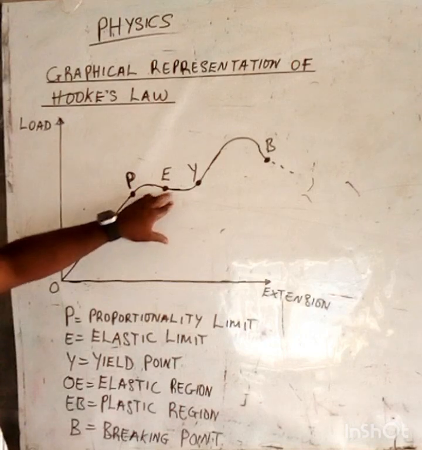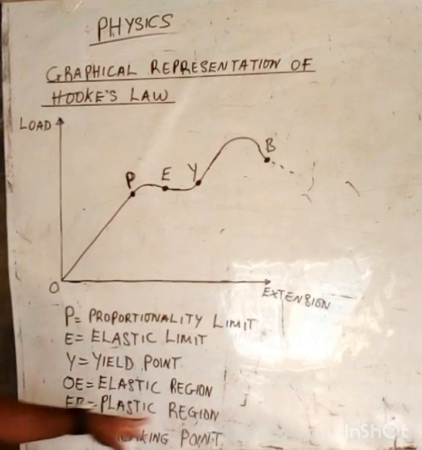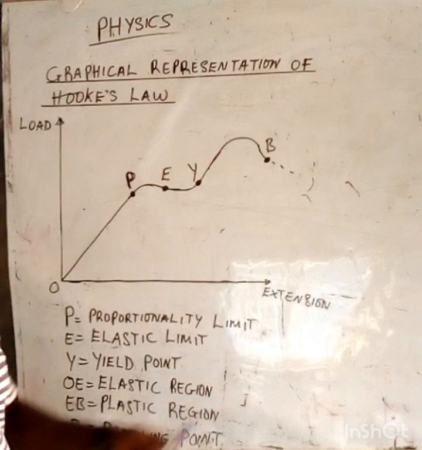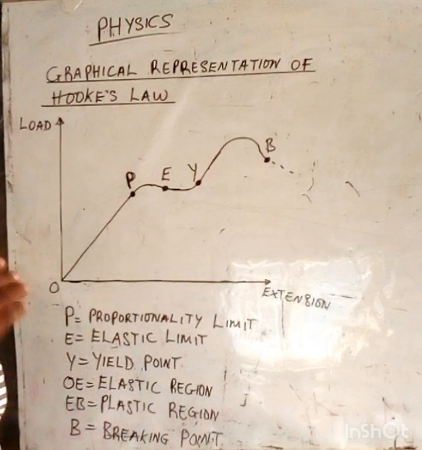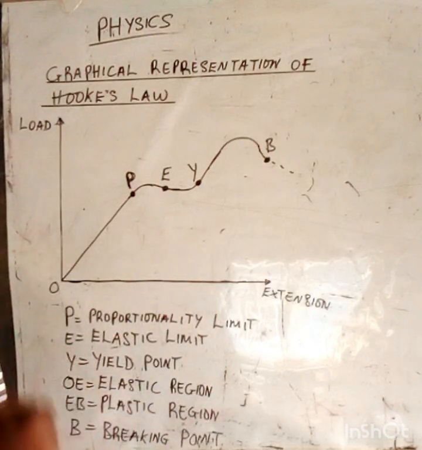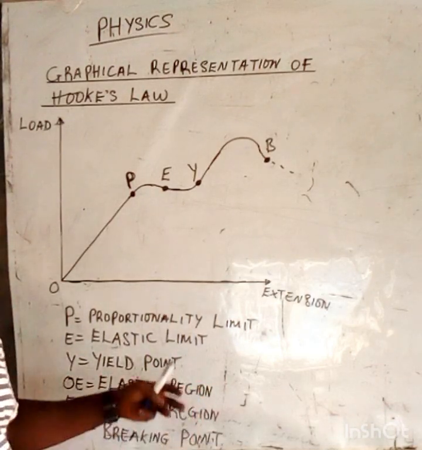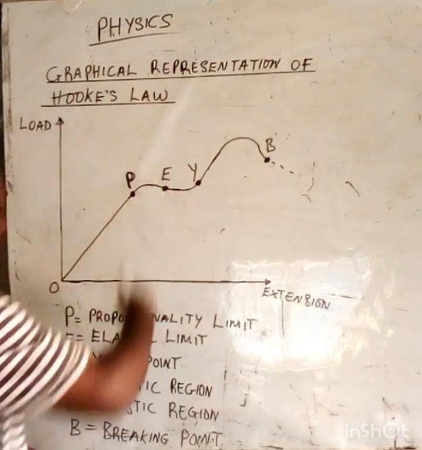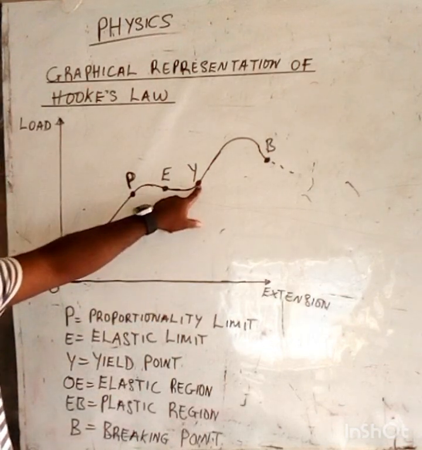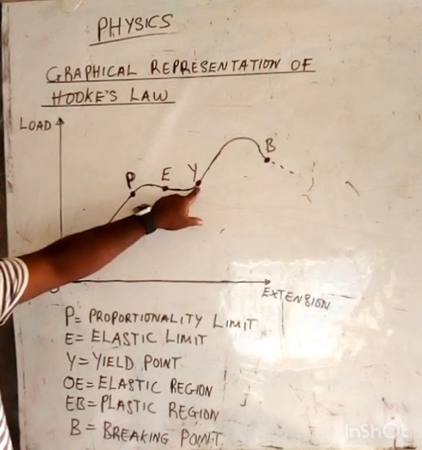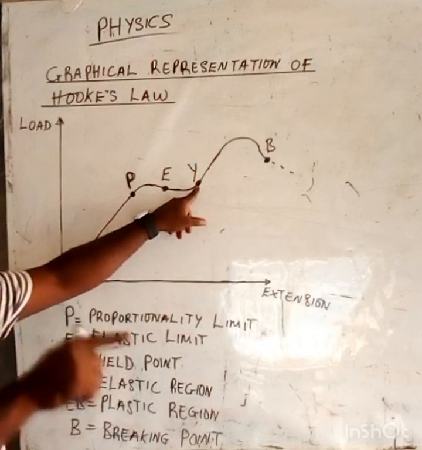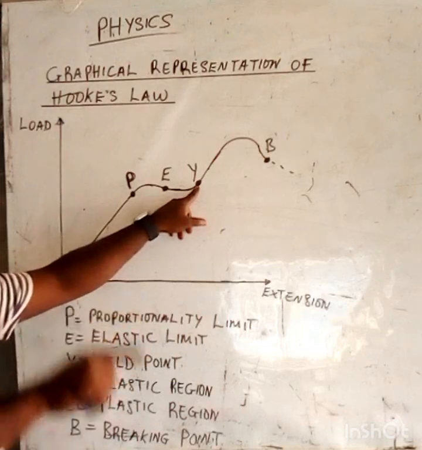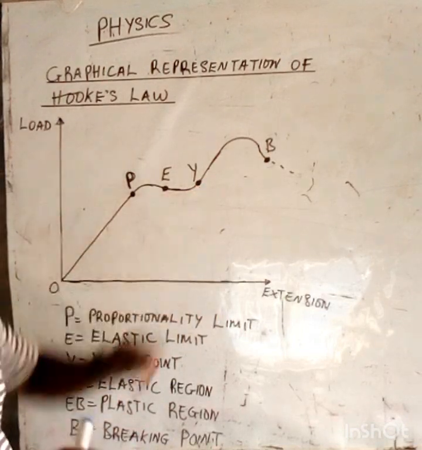Now, after that elastic limit, you have the yield point. The yield point is the plastic region, whereby after the elastic limit you introduce a load or a force that is higher than the strength of the elastic material, and it is bound to yield. And when it yields, after the removal of force, it can never come back to its normal shape or size again. So this area is the yield point. When the material gets to this yield point and force is applied, it cannot return to its normal shape or size again when the force is removed.